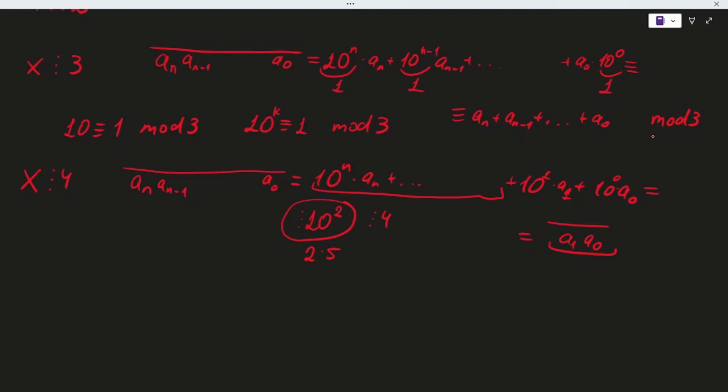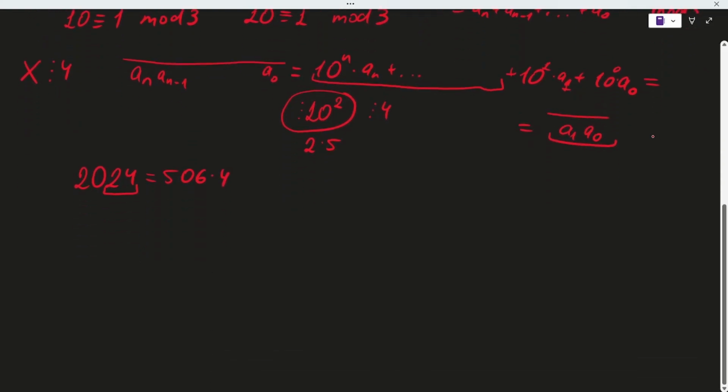Here we can see an example. For example, if we take 2024, this number is a multiple of 4, and we can check that this is 506 times 4, and we can just look at the last two digits. 24 is a multiple of 4, which means that our number is also a multiple of 4.